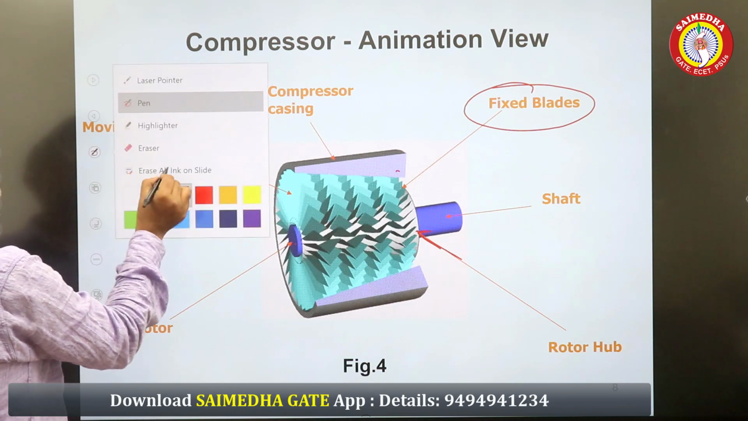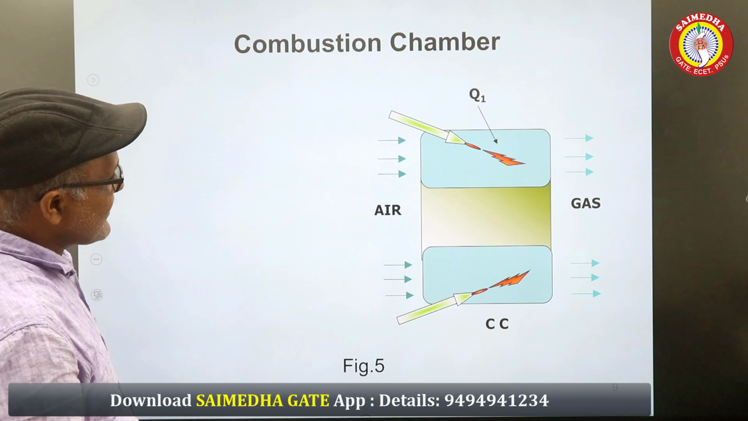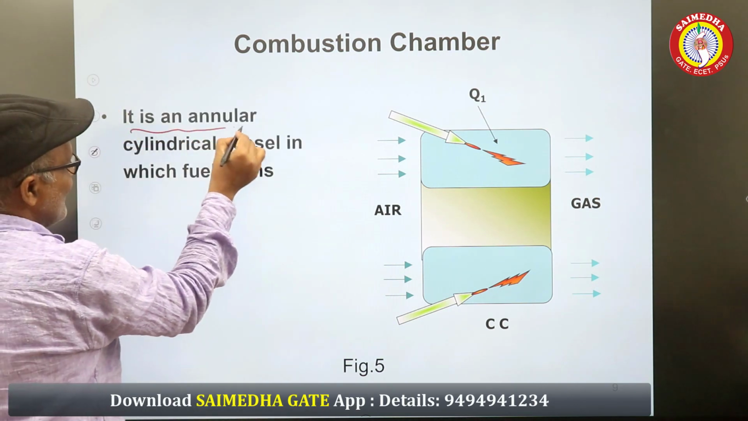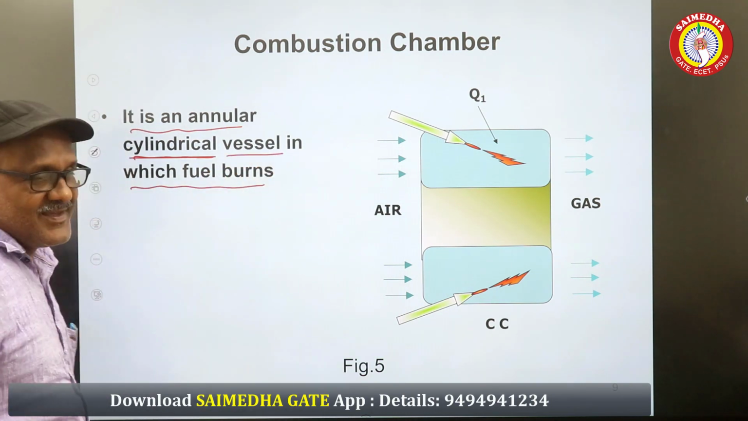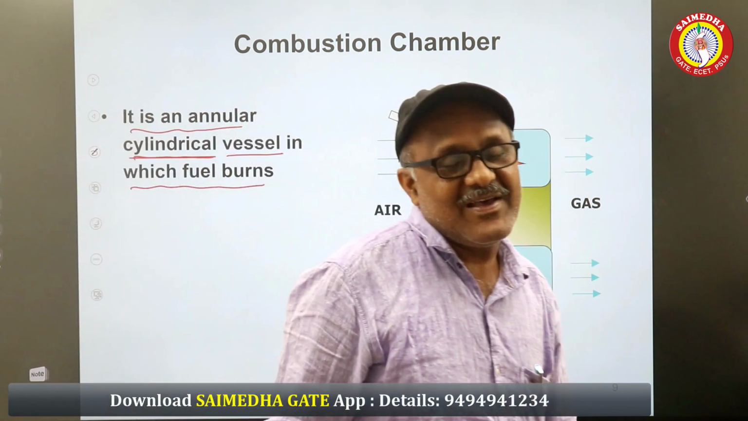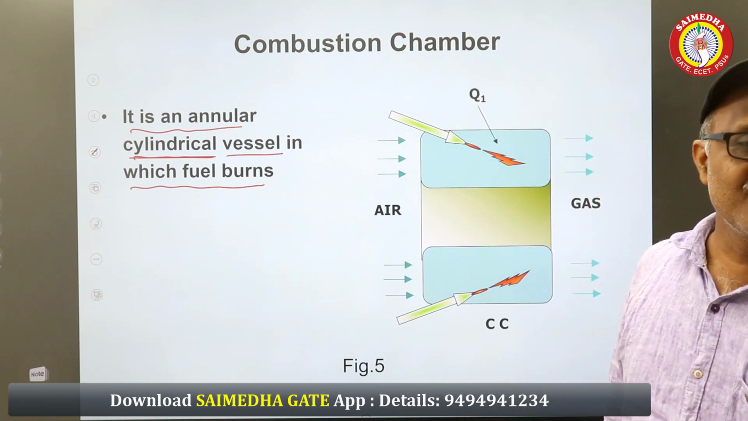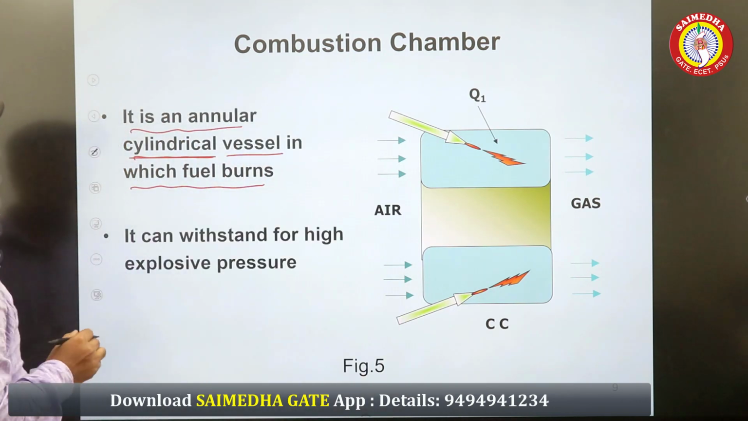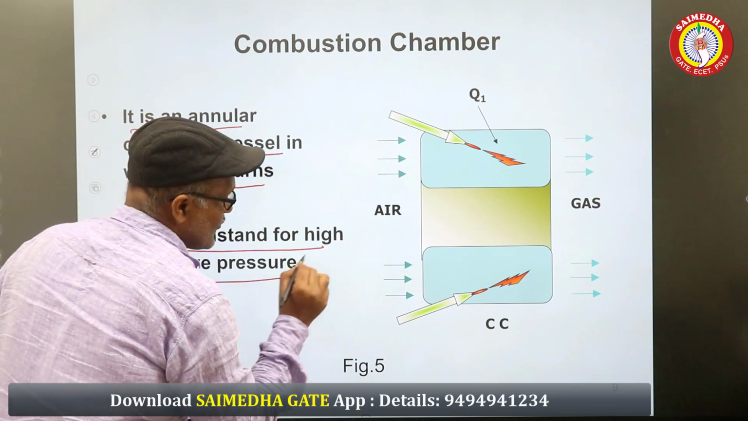Next one. All of you see. Next one is a combustion chamber, my dear friends. It is an annular cylindrical vessel in which fuel burns. Here fuel burns. It can withstand high pressure, high explosive pressure.